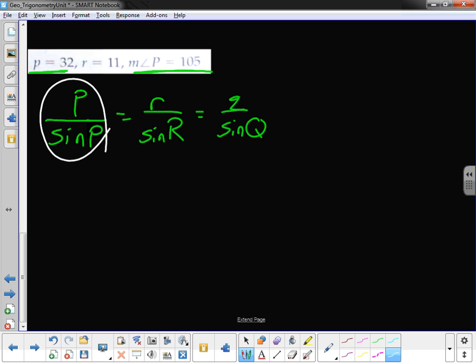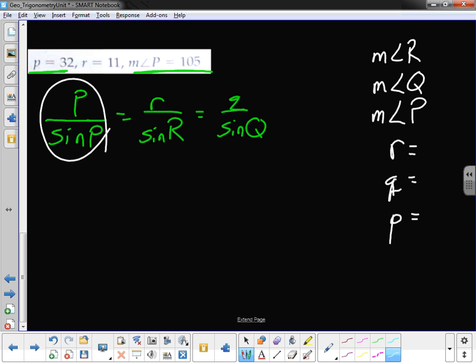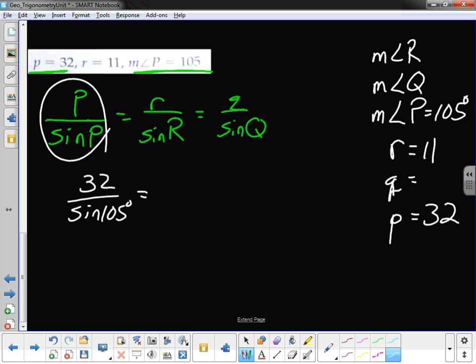Like the last one, I need to know what is the measure of angle R, angle Q, and angle P, and what is the length of side R, side Q, and side P. Now, what I already know is that side P is 32, side R is 11, and angle P is 105. Those I know, so I'm going to plug those in.